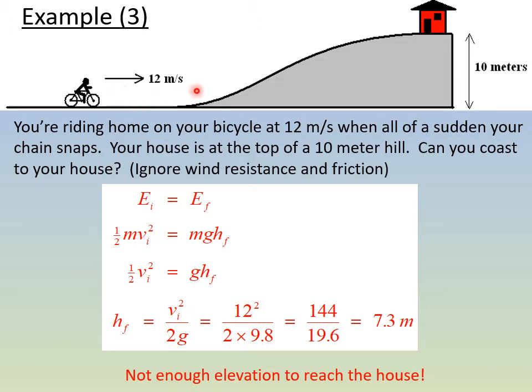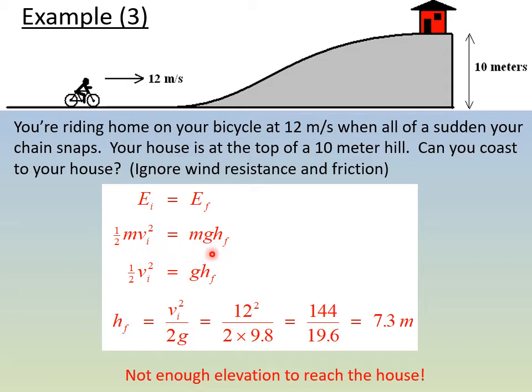When the bike goes up the hill and gets to, let's say, this point right here, then you're going to slow down and come to a stop. So we're going to try to find out how high you can actually get. At this point where your bike coasts to a stop, you don't have any kinetic energy anymore. Your energy is all gravitational potential energy. So the final energy, E final, is equal to mgh.